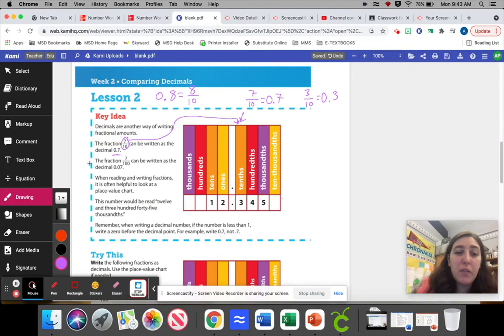And then they give you another example over here. The fraction 7/100, 7/100ths, can be written as the decimal 0.07. Okay, remember, the way that we say it is the way that we write it. So 7/100ths, well, the 100th spot is right over here. So if I'm saying 7/100ths, well, I know that there must have been a 0 in the 10th spot here, and there's no whole numbers. So 7/100ths means 0.07.